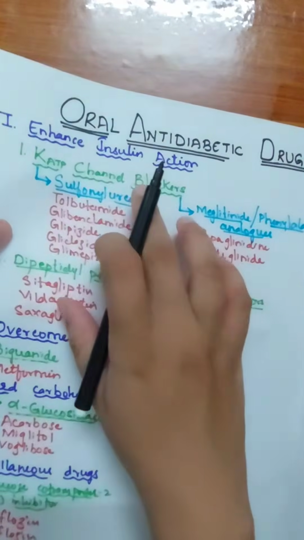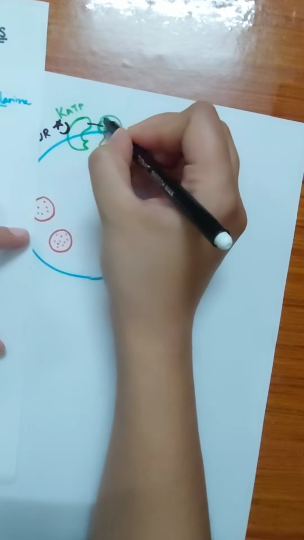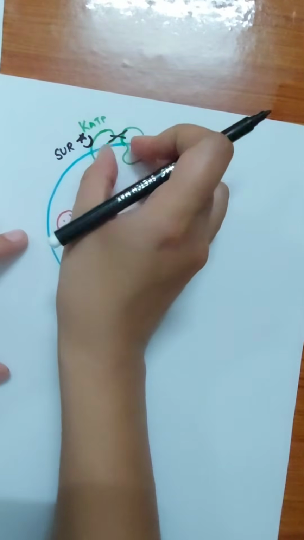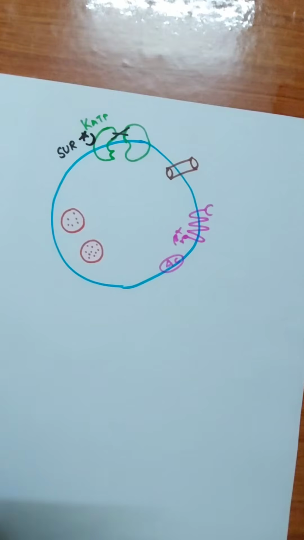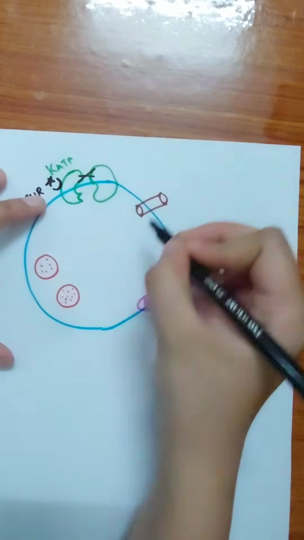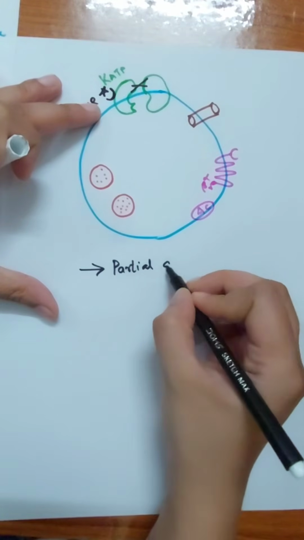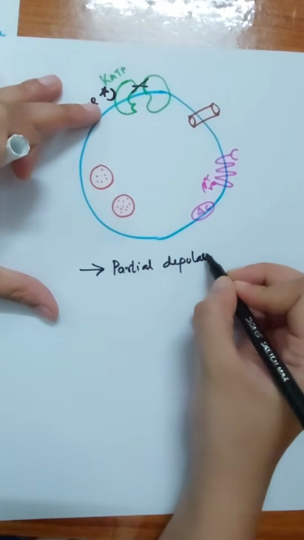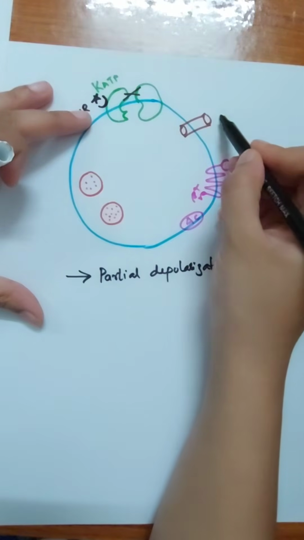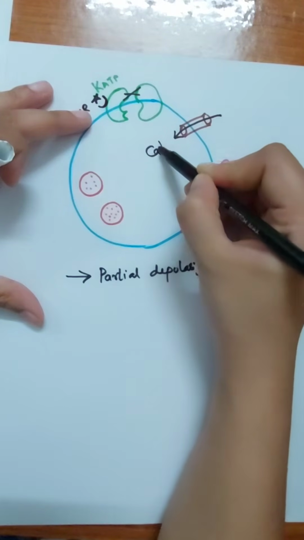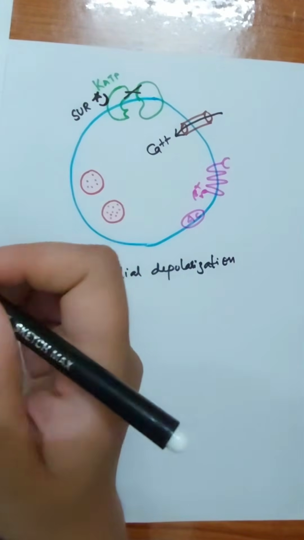It will block the KATP channel. So this KATP channel will be blocked. Block means it will be closed. Now what will happen when this ATP sensitive potassium channel of the beta cells closes? It will first lead to partial depolarization, isn't it? Next, in response to partial depolarization, what will happen? There will be influx of calcium ions. So what will these calcium ions be doing?